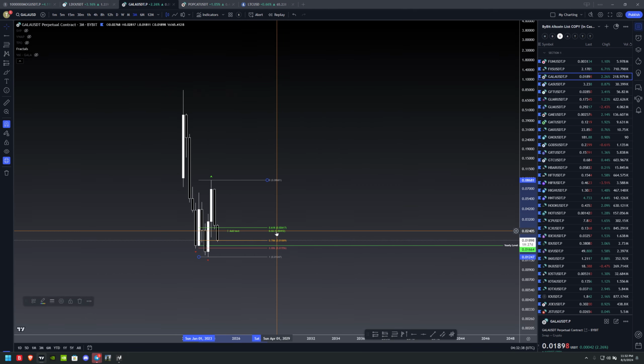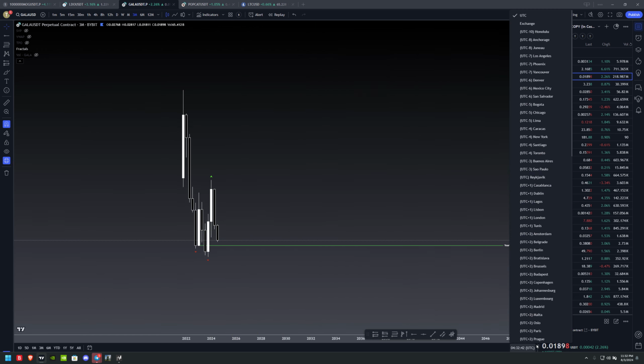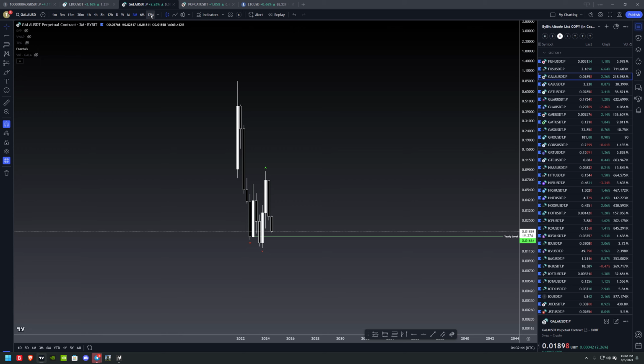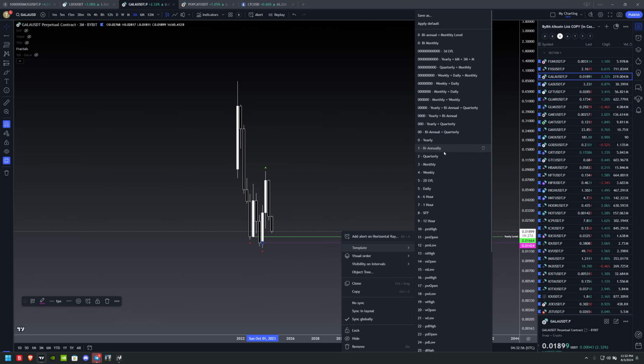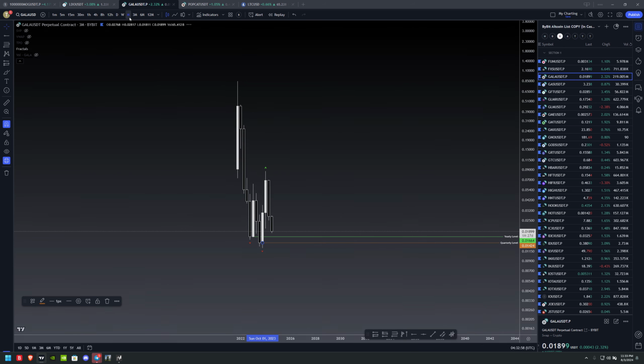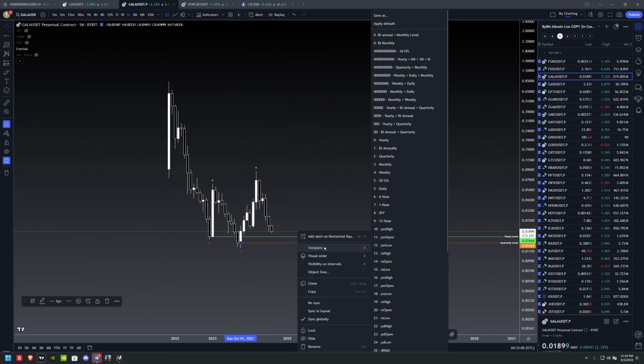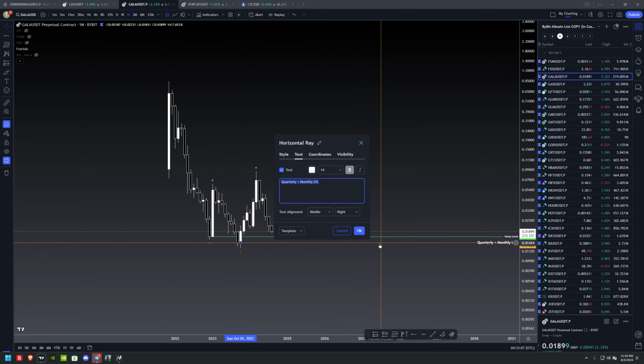GALA's got a lot of interesting stuff going on right here. We have a yearly level right here. Here is a quarterly level. So this is a quarterly and a monthly. I don't know why I have it like that, sorry.